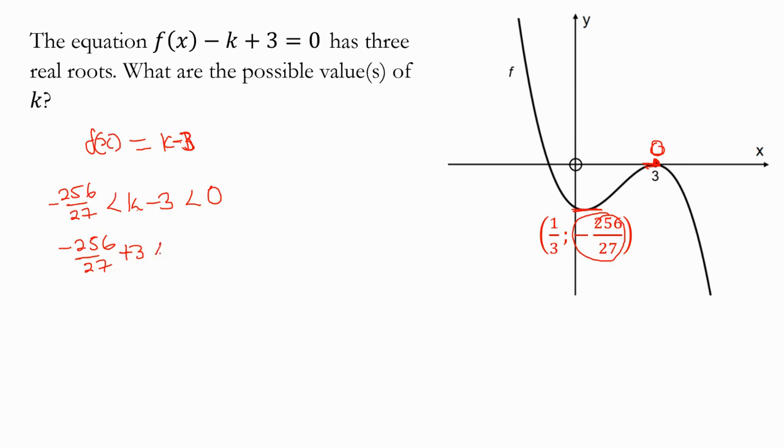We're adding 3 there, k minus 3 plus 3, and then 0 plus 3. You see that we're adding 3 everywhere. What we get after that is negative 175 over 27 less than k less than 3. That's the solution that we're supposed to have there.